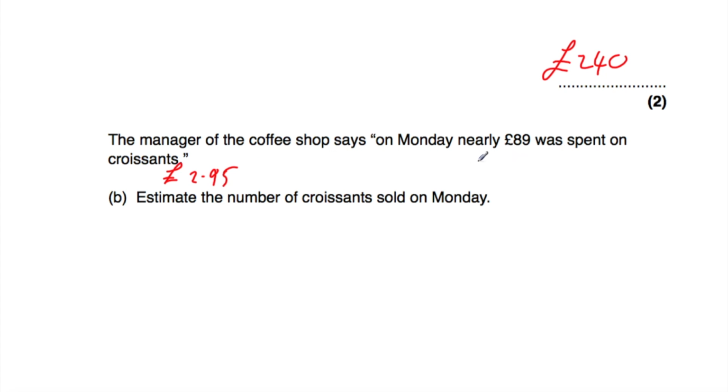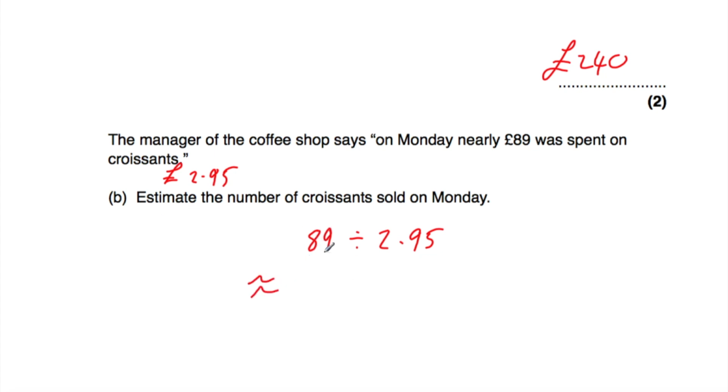Now, we don't actually know exactly how much money was spent on croissants. If it was £89 exactly, we would do £89 divided by £2.95. But we're told nearly £89, so we don't know the exact amount of money that was made from selling the croissants. We've been asked to work out an estimate, so let's round these numbers.